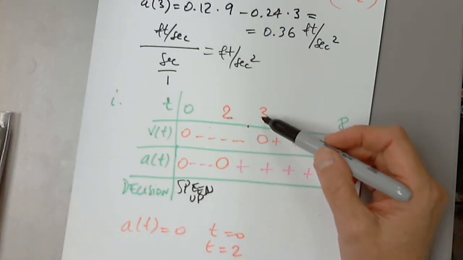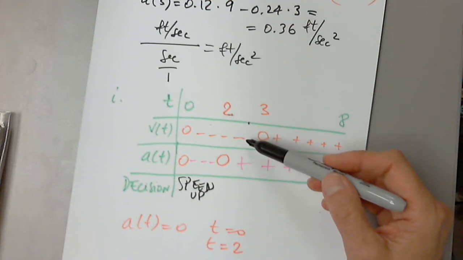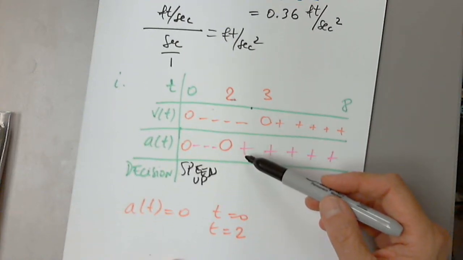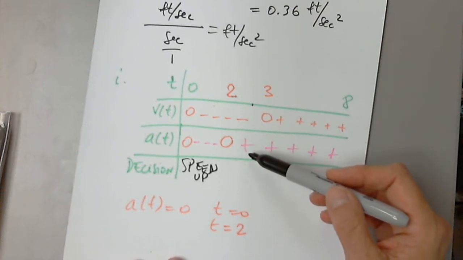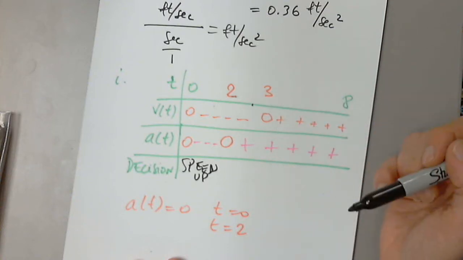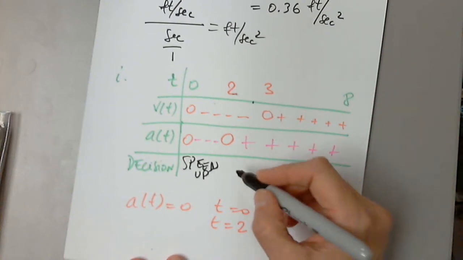Between 2 and 3, the acceleration is positive, but against it, there is a negative velocity. The velocity is negative, and against it, there is an acceleration that is positive. So what do you think happens between 2 and 3? Slowing down.